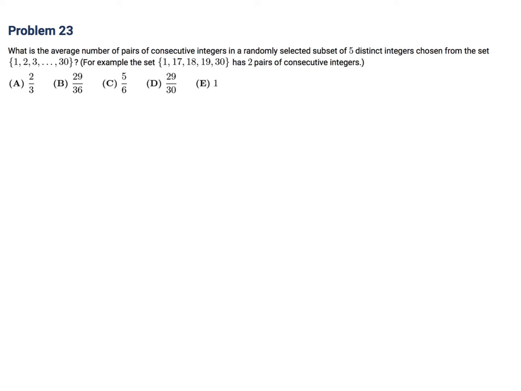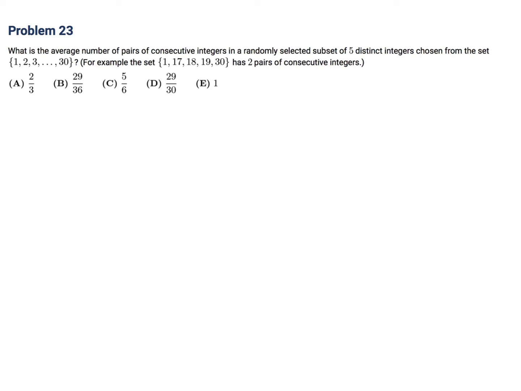Problem 23. What is the average number of pairs of consecutive integers in a randomly selected subset of 5 distinct integers chosen from the set 1, 2, all the way to 30? For example, 1, 17, 18, 19, 30 has 2 pairs of consecutive integers. So do you guys understand this question? So they've given you an example.